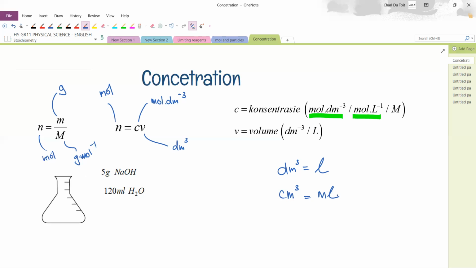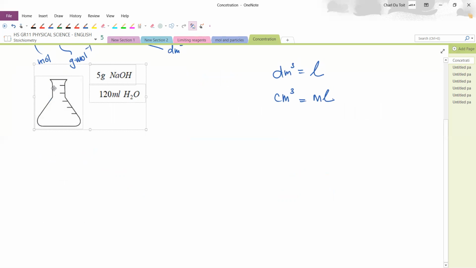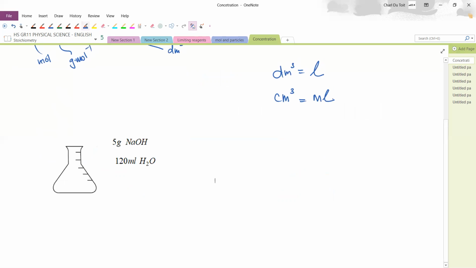Yes, sir. Right, so let's do this example. I'm going to take 5 grams of sodium hydroxide and throw that into water. I've got a flask here, called a conical flask or Erlenmeyer flask, and it contains 120 milliliters of water. I want to know, what is the concentration of the solution? Or you can ask, what is the concentration of the sodium hydroxide in the solution?